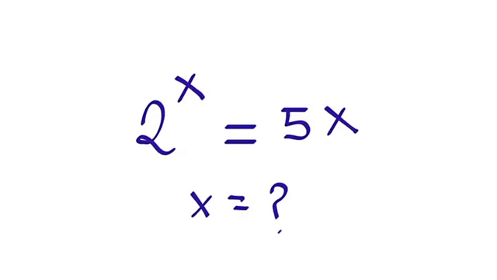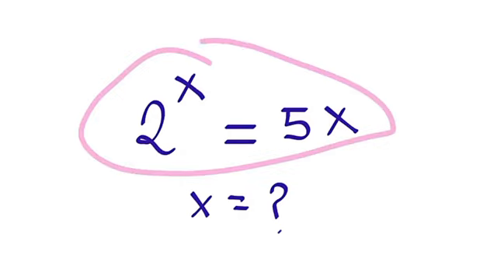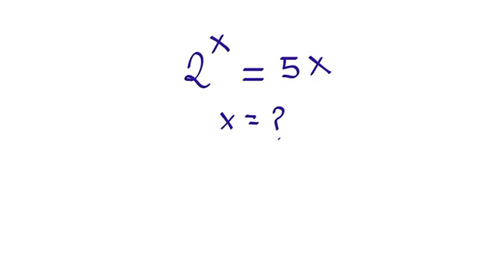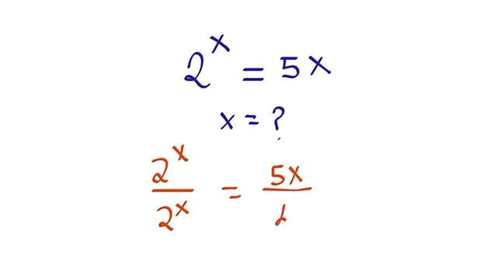Let's solve for the value of x here. From the equation 2 to the power of x equals 5x, I'm going to divide through by 2 to the power of x. So I'm going to have 2 to the power of x divided by 2 to the power of x, equals 5x divided by 2 to the power of x.